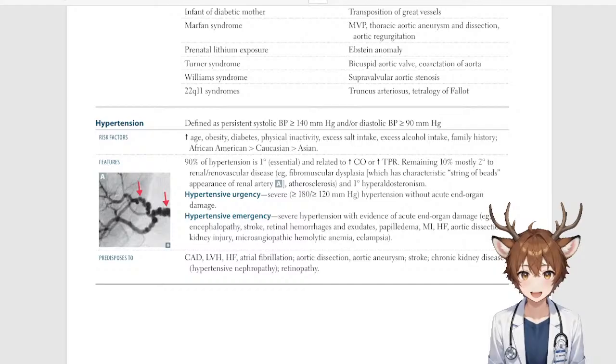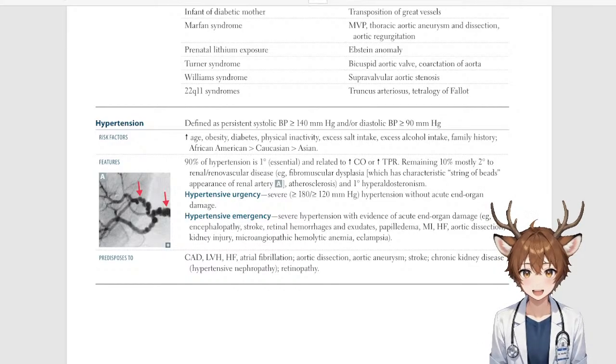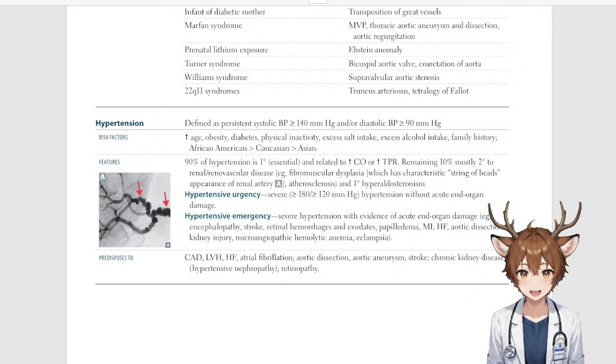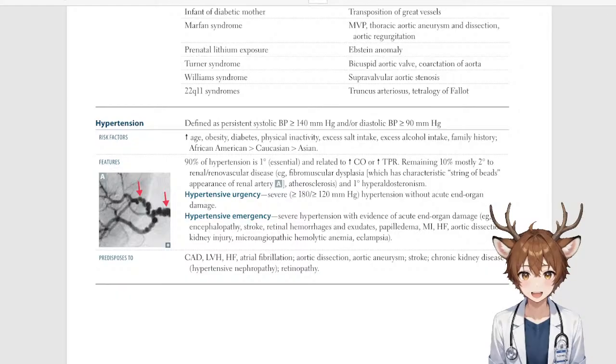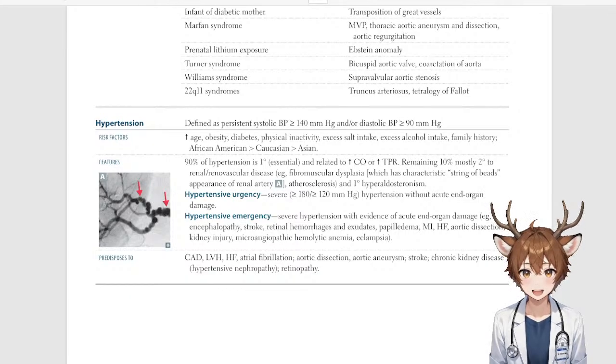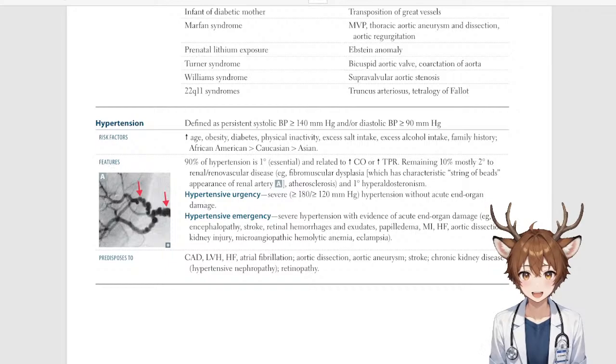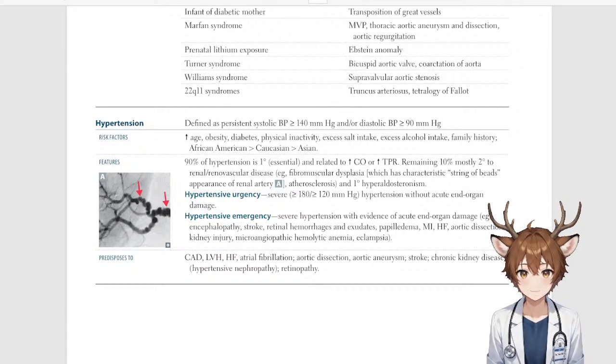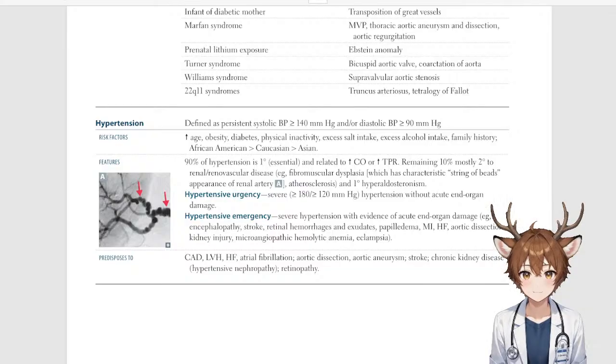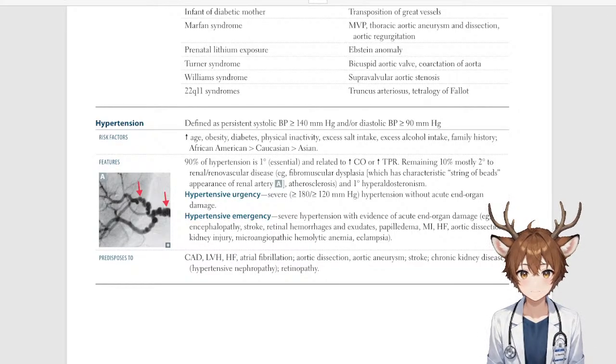Hypertensive urgency, which is greater than 180 / greater than 120 mmHg, so that's the systolic and the diastolic. Hypertension without acute end organ damage. So basically, hypertensive urgency is just telling you, oh, you have really, really high blood pressure. It doesn't necessarily tell you whether or not there have been any consequences of that in terms of organ damage yet.